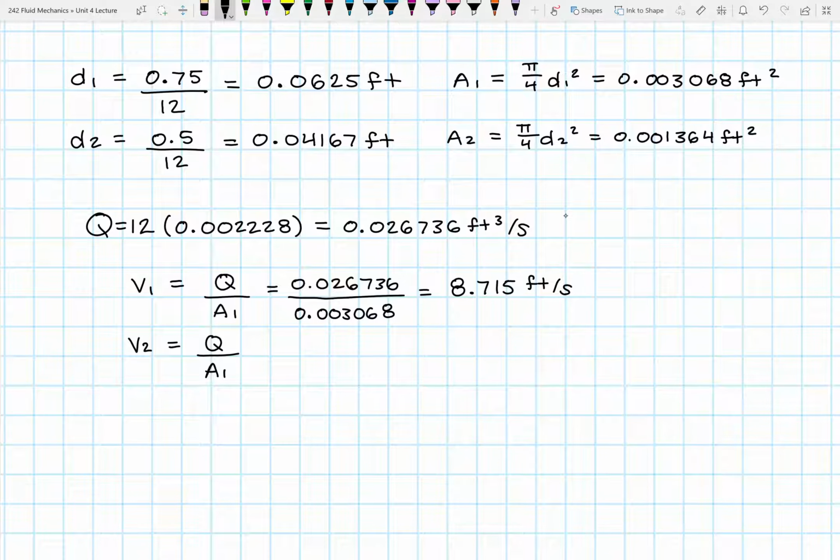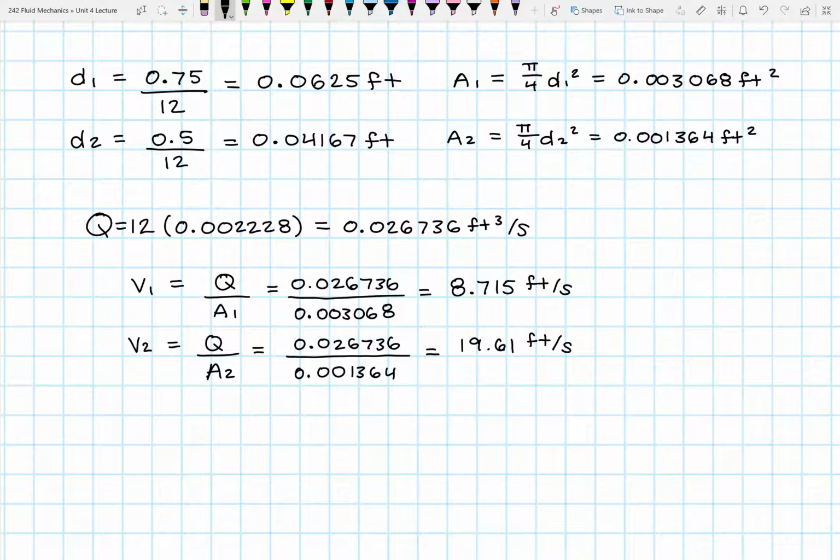Alright, and then we're just going to go ahead and do that again so that we can find out what the velocity of the fluid is as it exits the nozzle. And we take our same Q because the volume flow rate is conserved throughout the pipe. The flow is steady. And we go ahead and divide that by, oh, made a little mistake here. We want this to be area 2. Alright, so now we can go ahead and divide that by 0.001364. And that tells us that the velocity coming out of the nozzle is going to be around 19.61 feet per second.